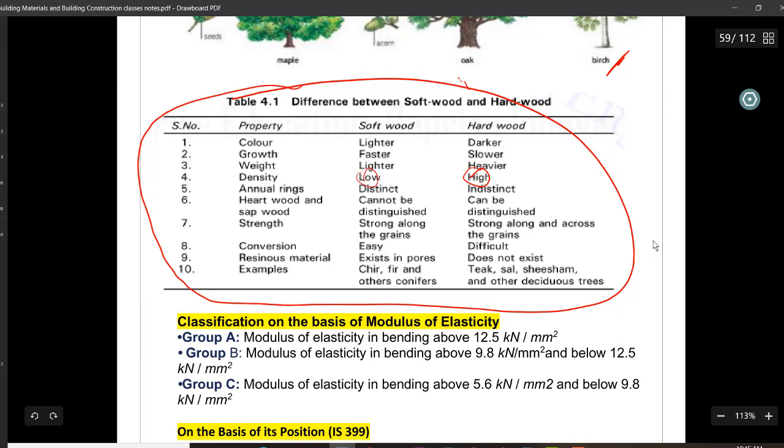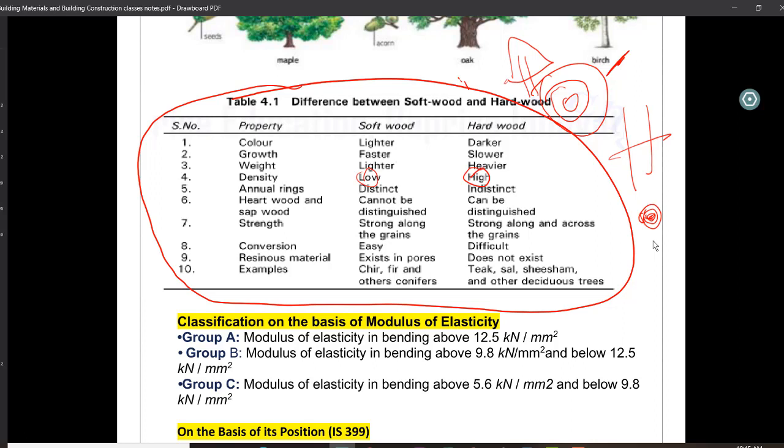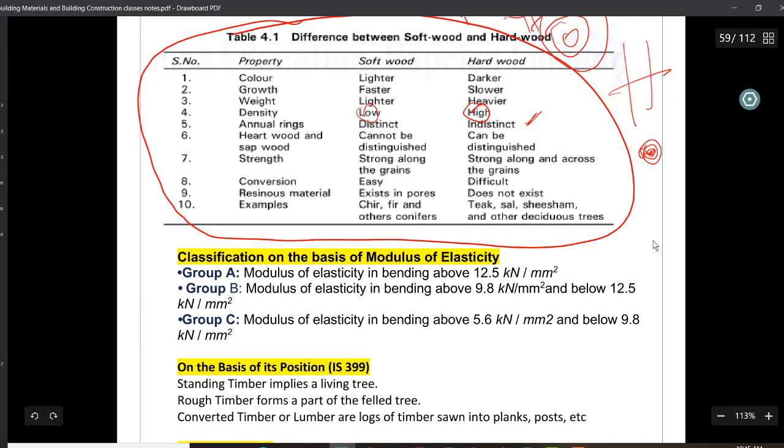What about annular rings? In your conifer trees, these evergreen trees, you will be having distinct annular rings. Okay, you know the annular rings, right? If you are cutting a tree, what you will be seeing from the top? You will be seeing annular rings like this, right? Clear annular rings. So in softwoods they are very distinct, whereas in hardwood they are indistinct. I hope it is very clear, right? Similarly heartwood, sapwood, what are these? I will explain so that it will be convenient. First I will explain what is heartwood, sapwood.